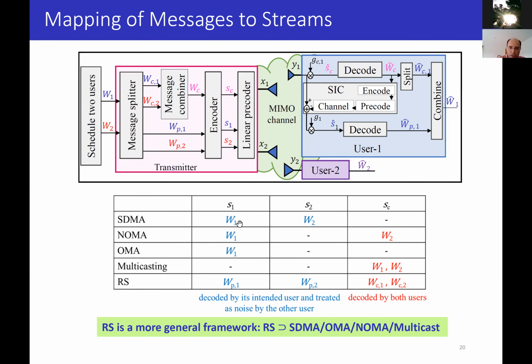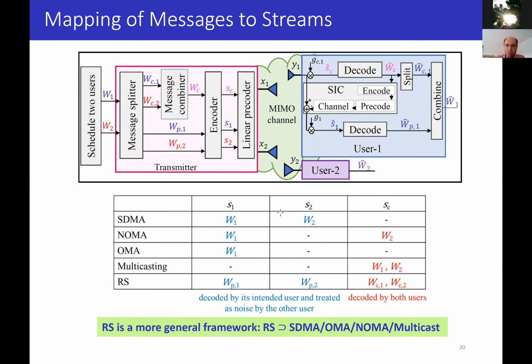For SDMA, I take W1, W2, and I just map them into S1 and S2. If I have NOMA, one of the messages goes into S1, the other message goes into SC. If I have OMA, I have only one message that is transmitted. If I have multicasting, effectively, you could put both messages into the common stream. And if you have rate splitting, you split the messages such that part of the message W of user 1 is here, the other part is there. Part of the message of user 2 is here, the other part is there.